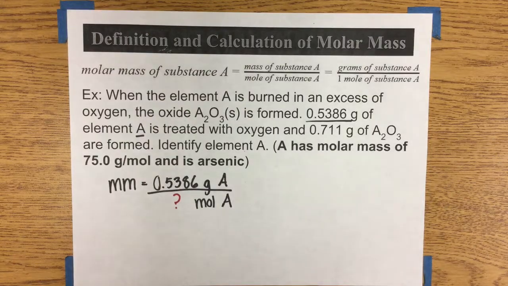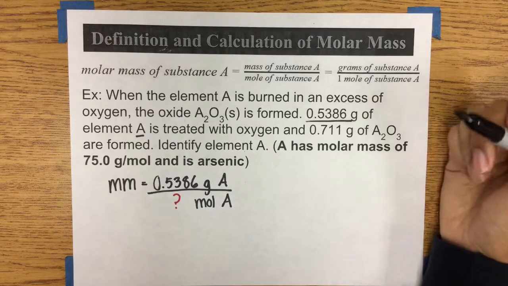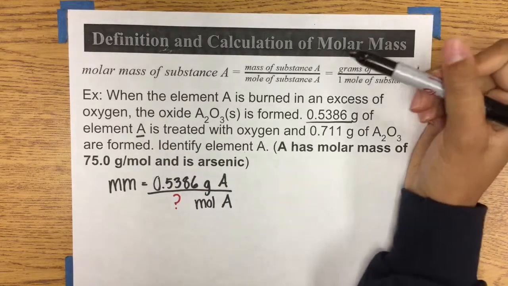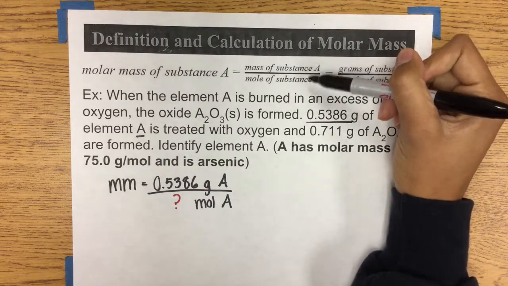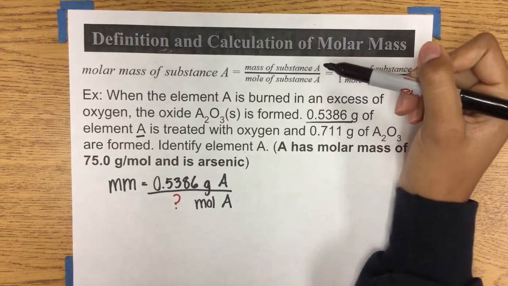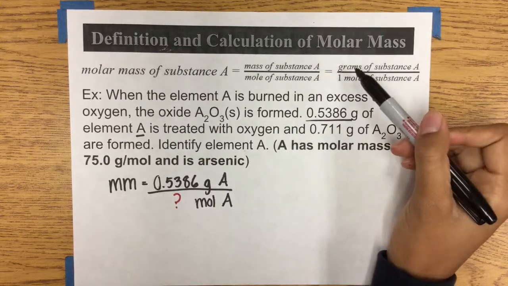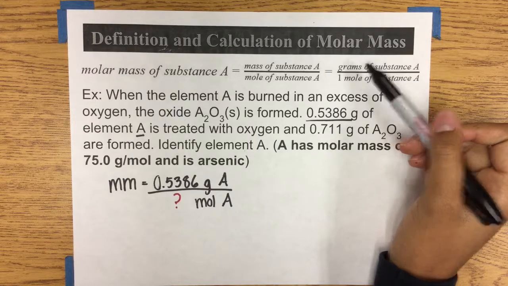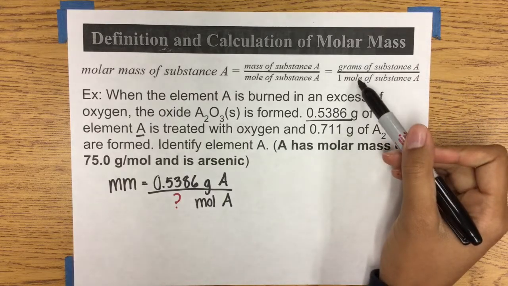So in this video, we will be talking about the definition and calculation of molar mass. First, it's important to understand what molar mass is. To determine the molar mass, you have to find the mass of the substance divided by the moles of that same substance. So in essence, you're taking the grams of that substance and dividing it by the moles of the substance.